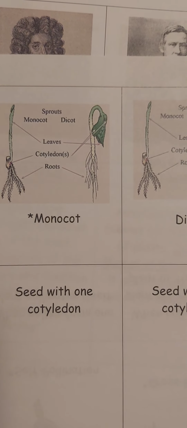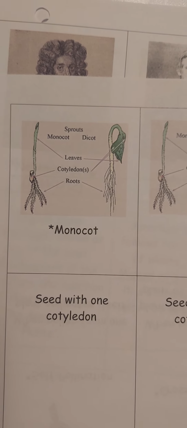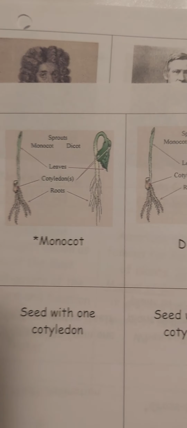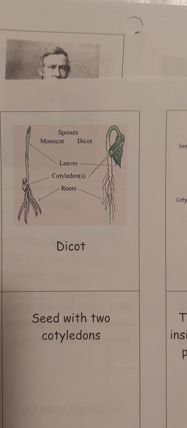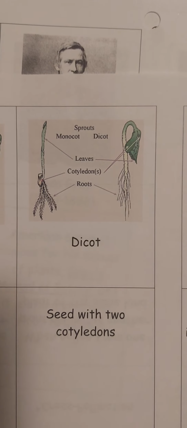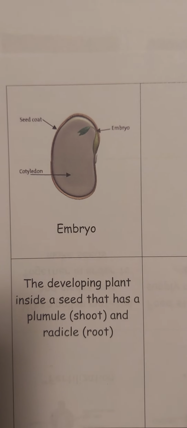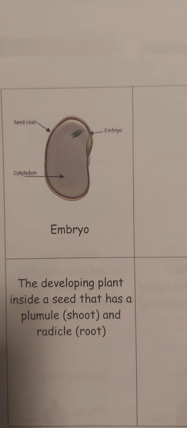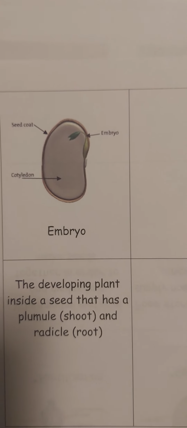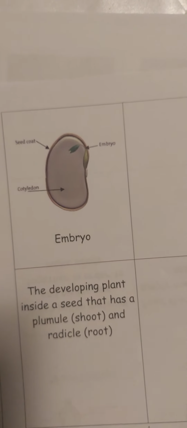Monocot, a seed with one cotyledon, the food supply. Dicot, seeds with two cotyledons, two food supplies. Embryo, the developing plant inside a seed that has a plumule, a shoot, and a radicle, a root.